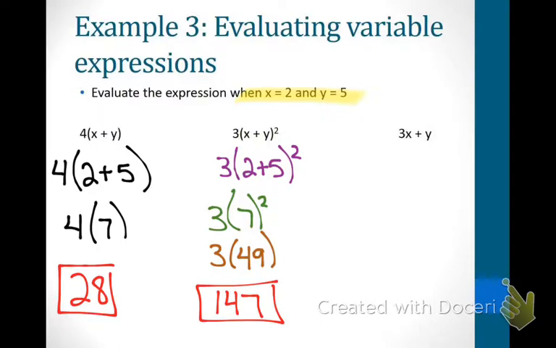All right, so we just rounded up to an even number that was easy to multiply. We bumped it up by 1, and since we were multiplying by 3, we subtracted 3. On the last one, we make our substitution, and 3 times 2 is 6, plus 5 is 11. All right, and that's it for example 2. Oh, I'm sorry, example 3.